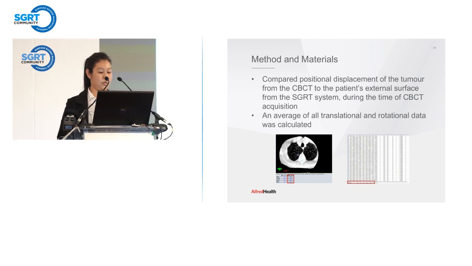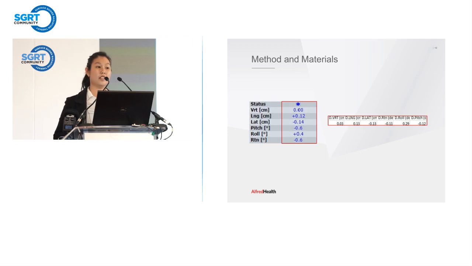So ant-post, sup-inf, left-right, as well as pitch, yaw, roll, and rotation. The hardest part about this step was finding the part of the recorded text file that was relevant, as the recorded file includes all the displacement values and data from that particular appointment. So these are the values that we're wanting to know.